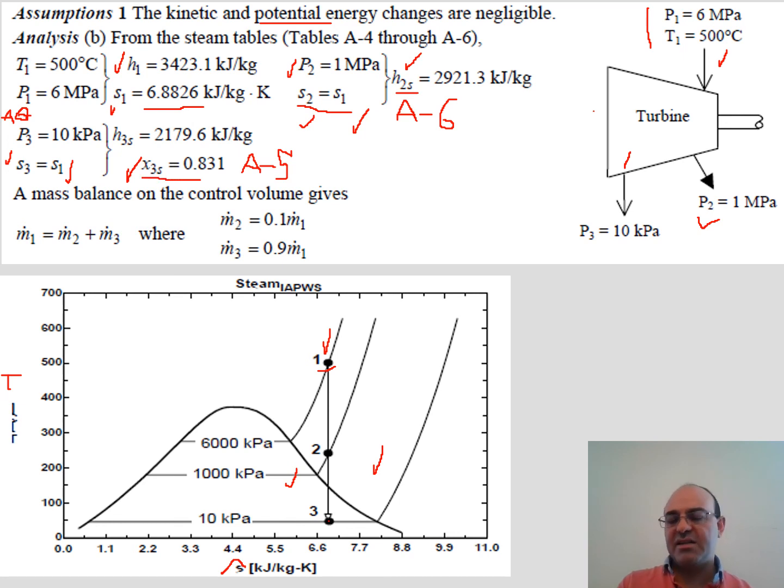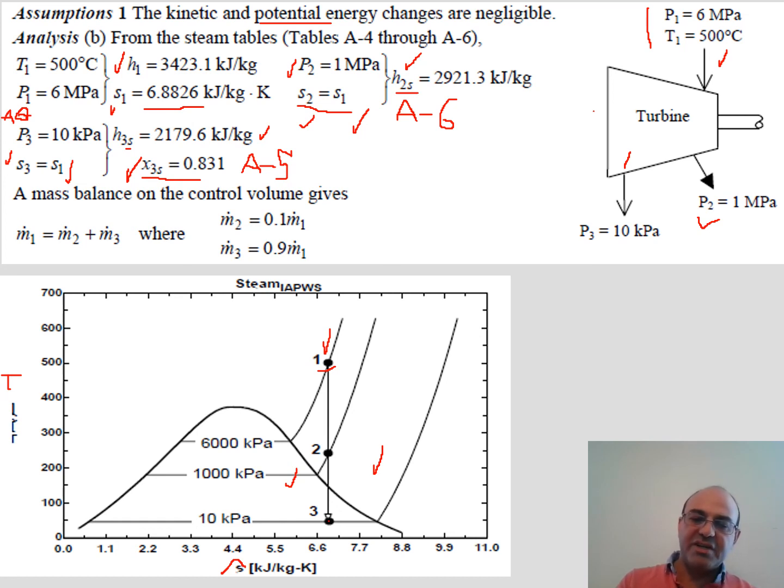We have done it in the previous lecture. And once you know the quality, you can go ahead and calculate H3S. Again, S means it's based on the isentropic assumption. So H3S is equal to Hf plus X3S times Hfg. So here is just the answer. Okay, so you have all of the H's required in the first law.